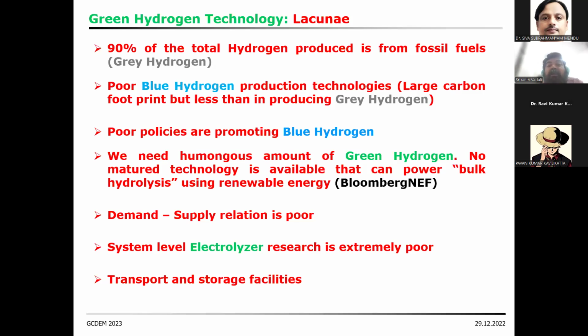Okay, that's why I use the word humongous amount of green hydrogen. And unfortunately, throughout the world, there is no mature technology that can actually give such a humongous amount of green hydrogen. Green hydrogen means it is clean, renewable sources are involved, and very minimal effect on the environment. As of now, there is nothing like green hydrogen. It is only blue hydrogen.